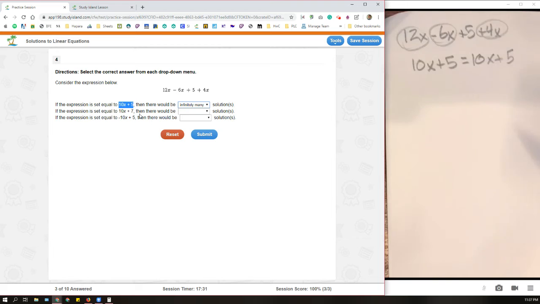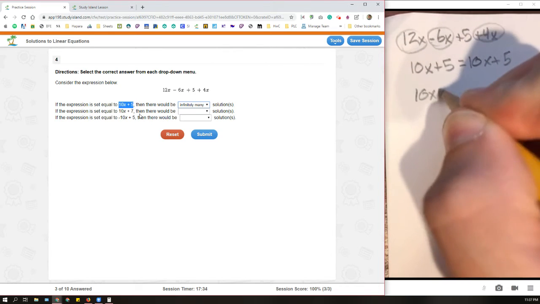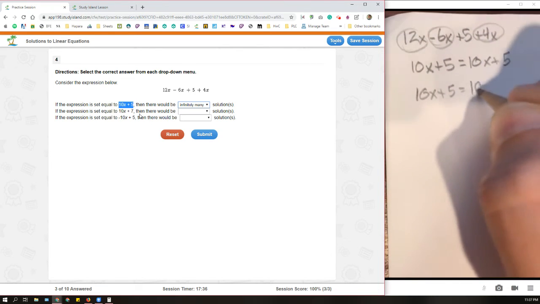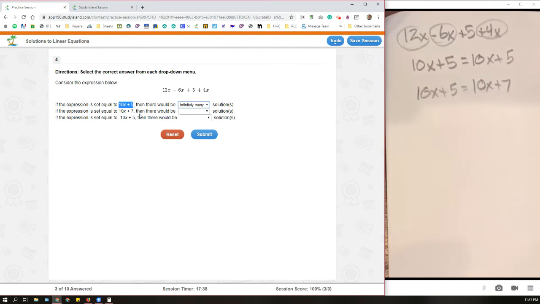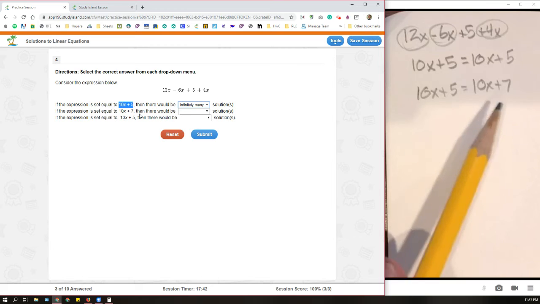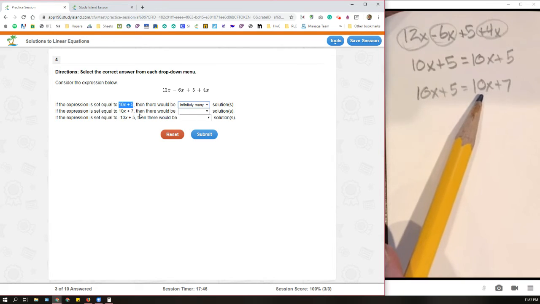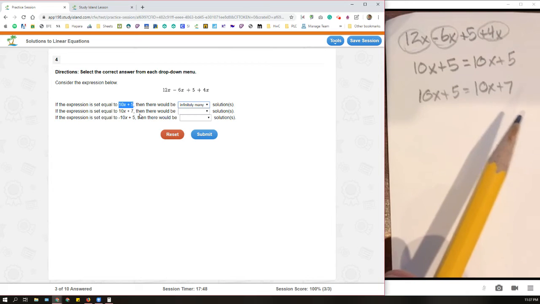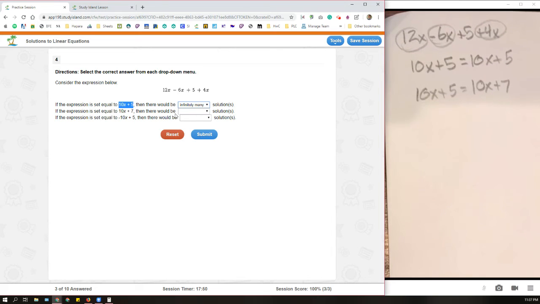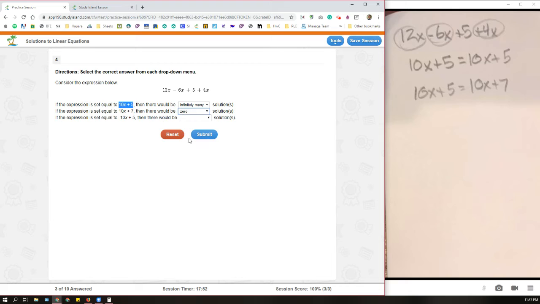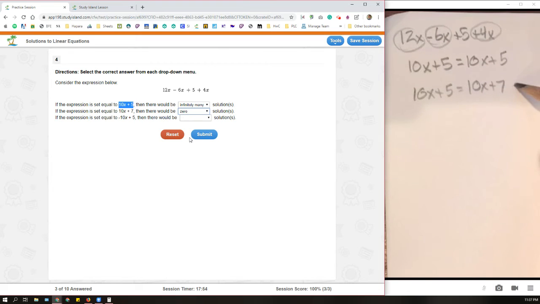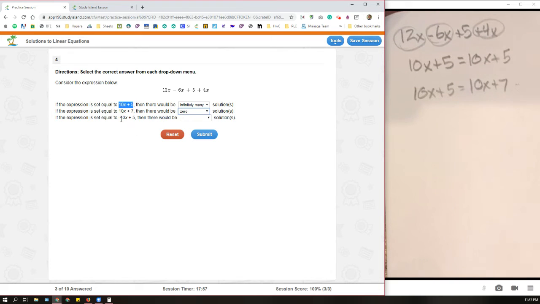The next one says, what if 10x plus 5 was equal to 10x plus 7? Well, in this case, there's absolutely nothing we could plug in for x that would make them the same, because the 10x's over here cancel out the 10x's over here, and then what's left is 5 and 7, and those won't be the same no matter what we do. So this is 0 solutions. This is impossible.